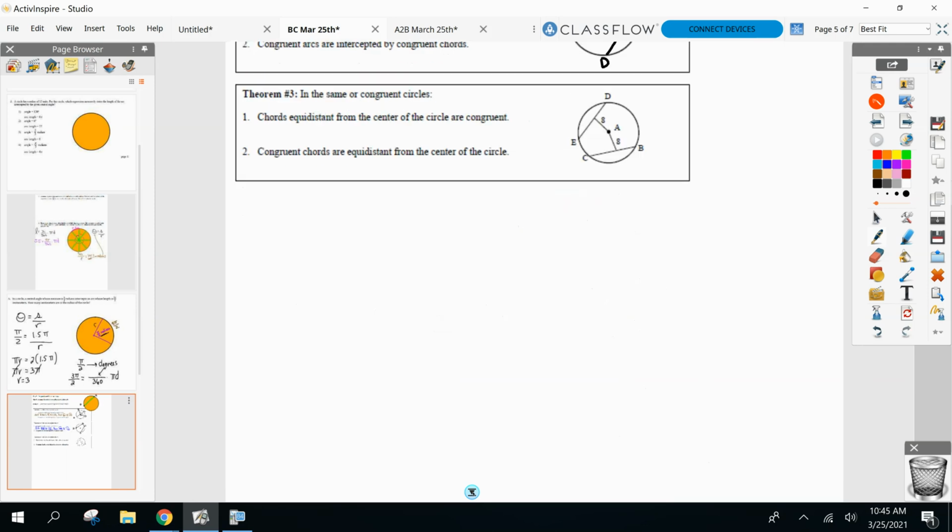It still involves chords. But now it's saying if you have two chords that are, ooh, big word, huh? Equidistant, the same distance from the center. So if you have two chords, in my case, everyone take CB and ED. See how they're both 8 units away from center A? If the chords are equidistant from the center, the chords are congruent. So in this case, because both are 8 units away from the center, you could say chord ED is congruent to chord CB.